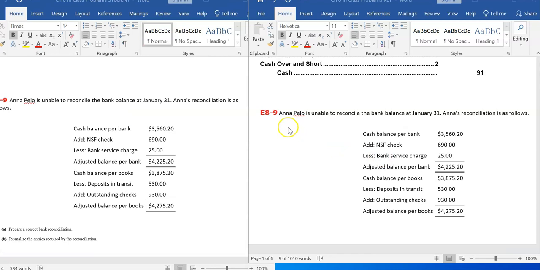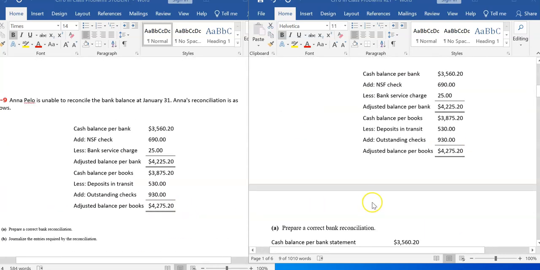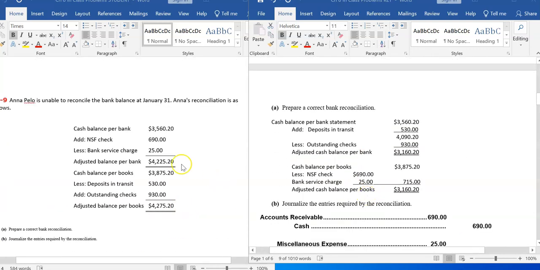All right, taking a look at the next problem. Anna is unable to reconcile the bank balance of January 31st. Anna's reconciliation is as follows. So here's her reconciliation. Here is the adjusted balance per the bank, and here is the adjusted balance per the books. Those two numbers do not agree. In order to show that we have reconciled, those two balances need to be one and the same. So let's take a look at what she did wrong.